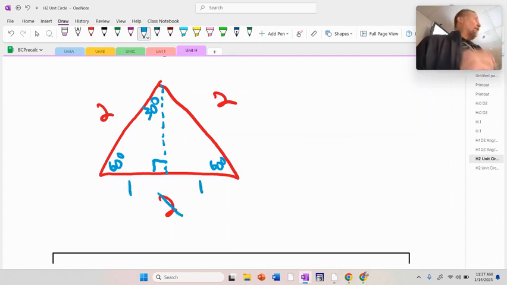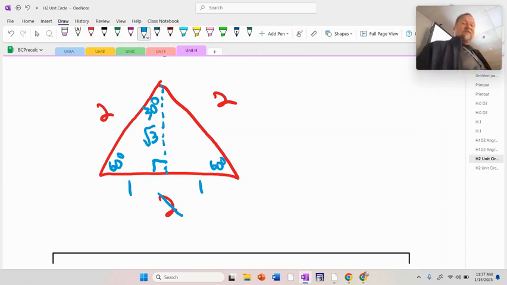Bisects. That took too long and needed the Cricut app. Okay, so that's a 1. And then you know what I did with the students? I did the Pythagorean theorem. What's 2 squared? 4. What's 1 squared? What's 4 minus 1? And then what's the square root of 3? The square root of 3.